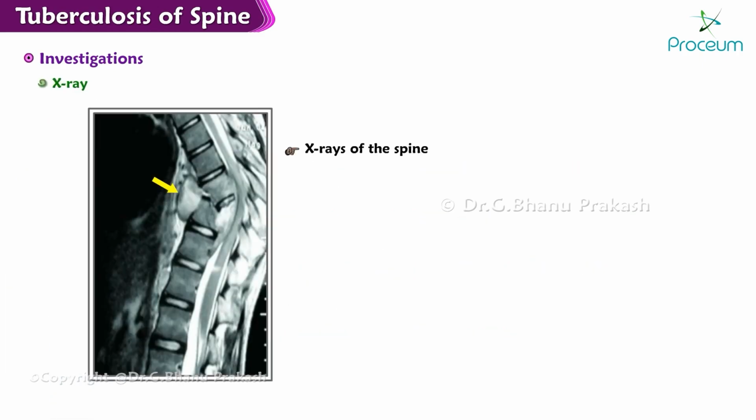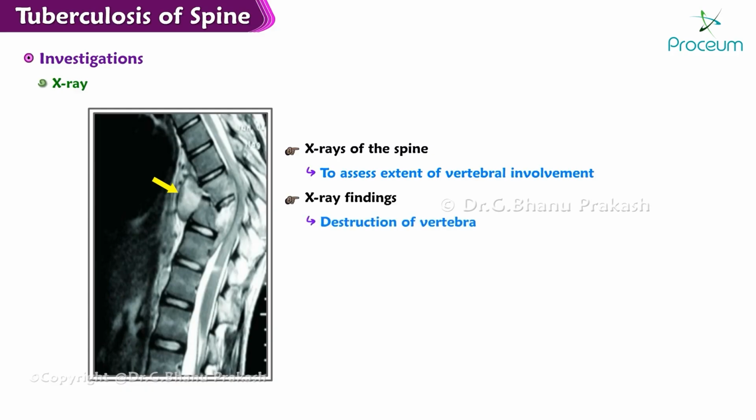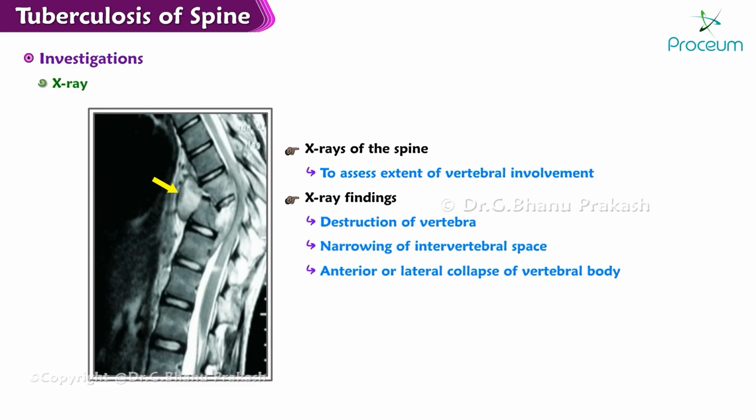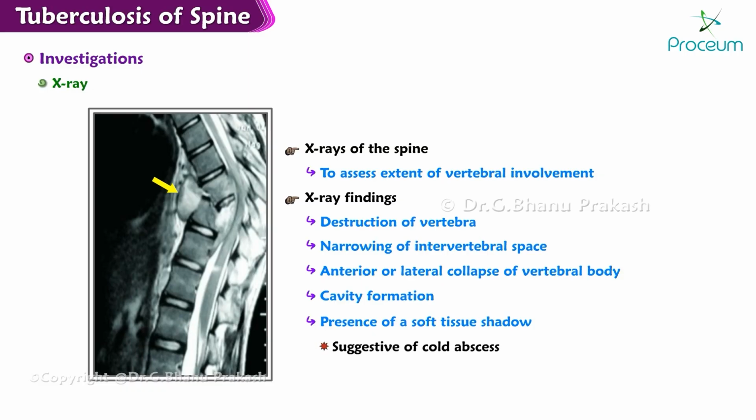X-ray. X-rays of the spine are obtained to assess the extent of vertebral involvement. X-ray findings may include destruction of the vertebra, narrowing of the intervertebral space, anterior or lateral collapse of the vertebral body, cavity formation, and the presence of a soft tissue shadow suggestive of a cold abscess.